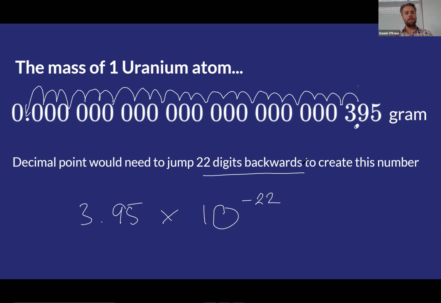So then this mass in scientific notation, I can write now as 3.95 times 10 to the power of negative 22 grams. So this number that previously had all of these digits that I wasn't able to fit into a calculator, now I can if I use scientific notation.